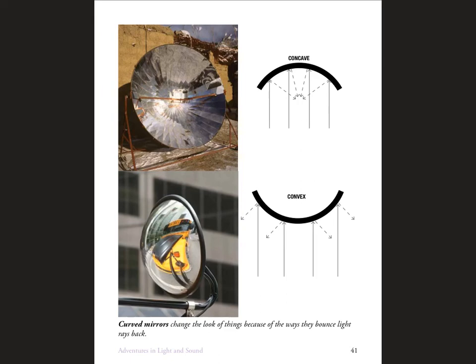Curved mirrors change the looks of things because of the way they bounce light rays back. The top picture is a concave mirror. If you think about the word concave, think about a cave that you would go into. So the concave mirror is dipped in like you could go inside of it. And a convex mirror goes outward. It makes things look smaller but shows more of an area.